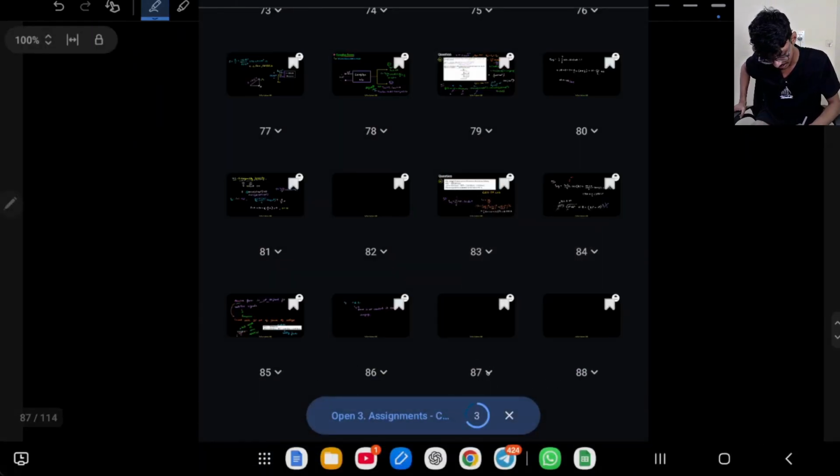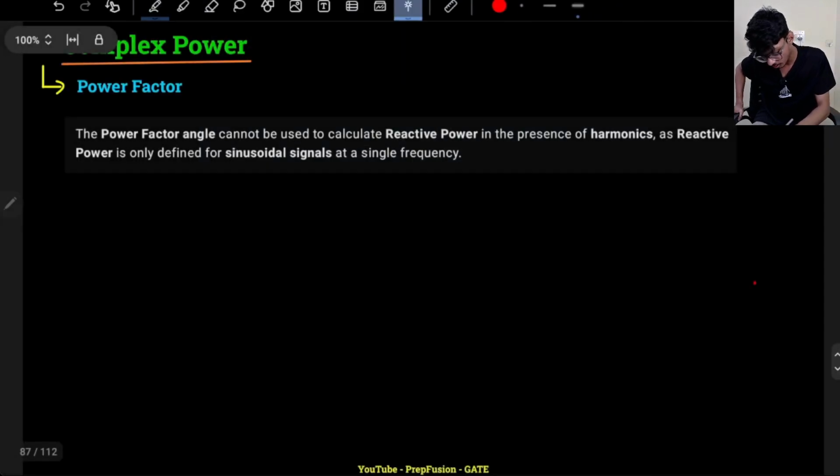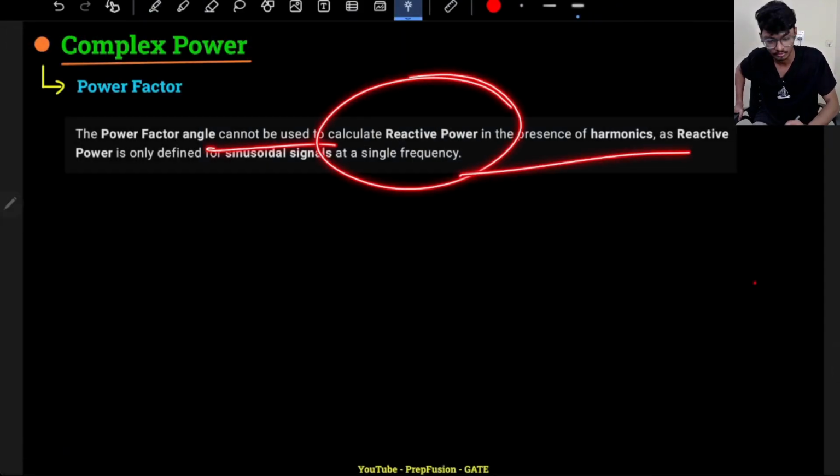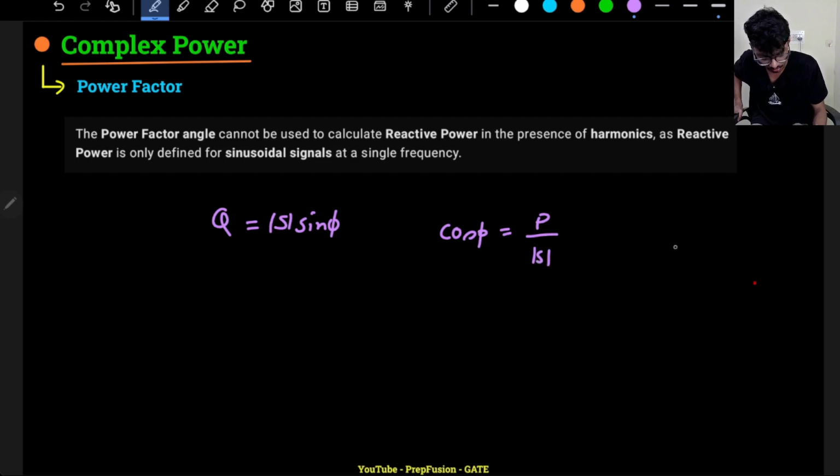I will delete these pages. So, the power factor angle cannot be used to calculate reactive power in the presence of harmonics. We know reactive power Q equals magnitude of S into sin phi. This I have also derived, right? How does it come? What is cos phi? Cos phi is P by S. So we have a power triangle here. This is my P on the real axis, this is my Q on the imaginary axis, and this is my S, magnitude of S.